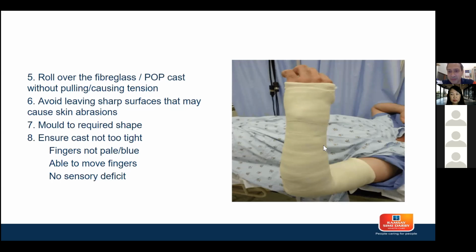If you're doing a forearm fracture, it needs to be molded in the shape of a banana apparently. But various parts of the body, you mold it as required. Ensure the cast is not too tight. Fingers should not be turning pale and blue when you're doing that.